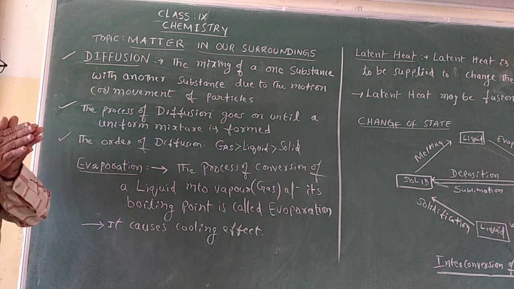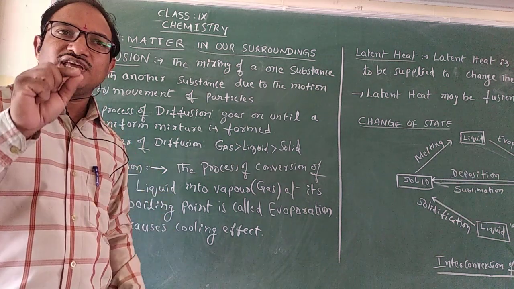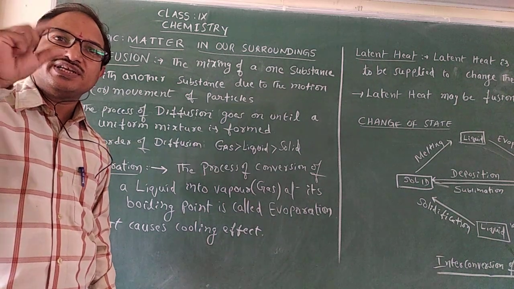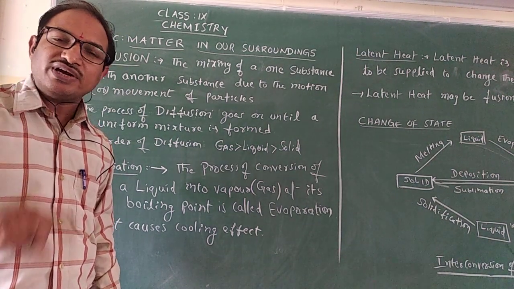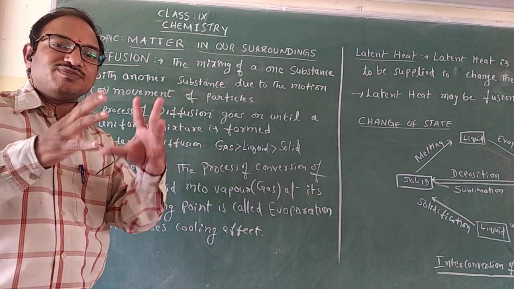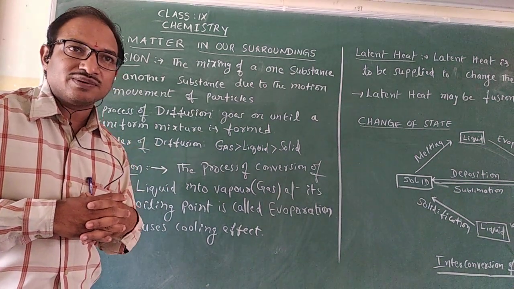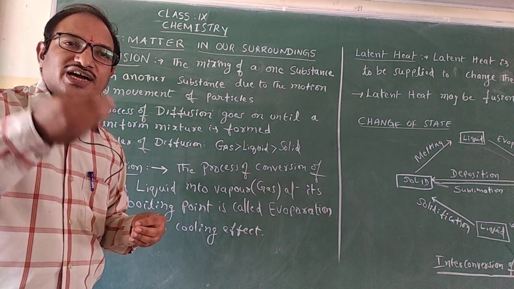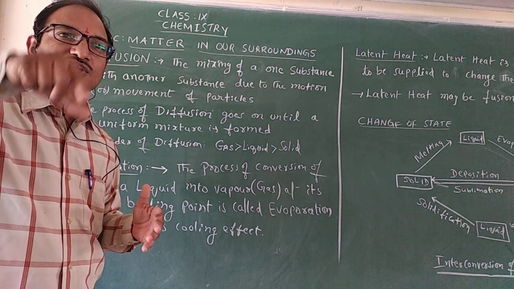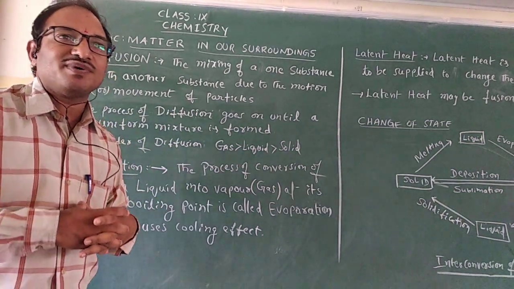What is diffusion? Now let me give some examples. If you keep one agarbatti or one jasmine in one corner of the room, the total room is going to get the good smell. That is because of diffusion. Here, the gas molecules will come from the jasmine or agarbatti and combine with the gas molecules in the room, and this is nothing but the mixing of the particles.